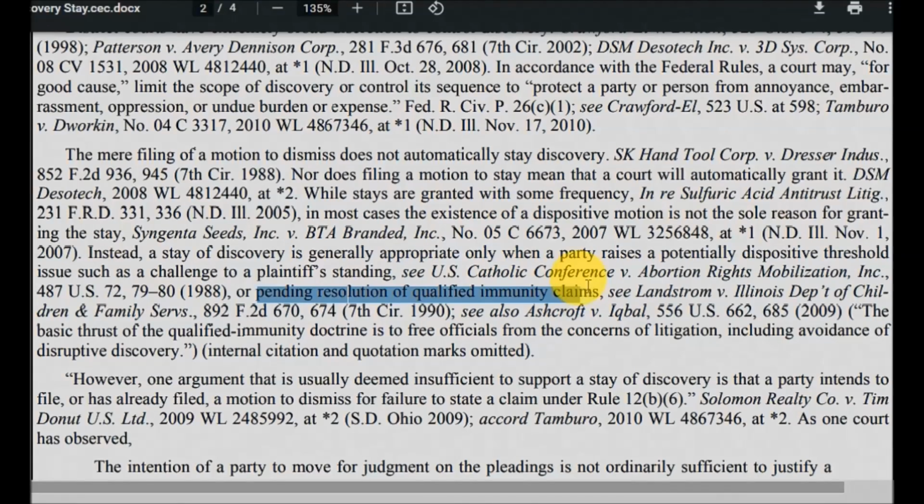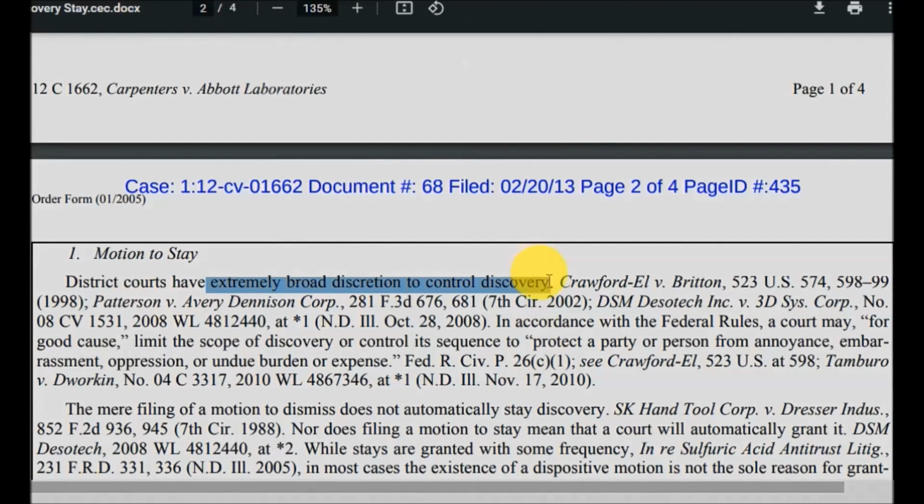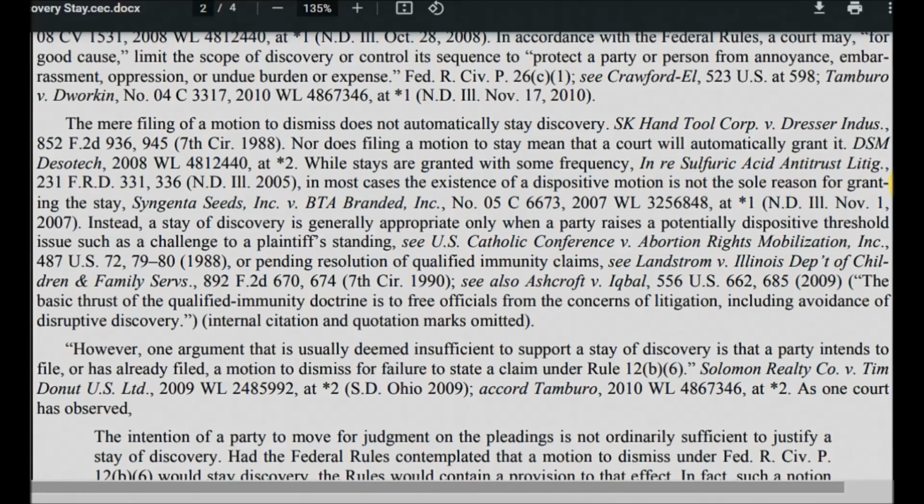See the loopholes? They will put discovery on hold because they know the acting judges have extremely broad discretion to control it. And there's a very low standard for them to hold on to discovery as a tactic, which is to just potentially invoke qualified immunity through a dispositive motion called a motion to dismiss, which is all that is needed to kill the complaint that you brought. Do you see the game? The basic thrust of the qualified immunity doctrine is to free officials from the concerns of litigation, including avoidance of disruptive discovery, quote unquote. See that? These are the loopholes that they use.